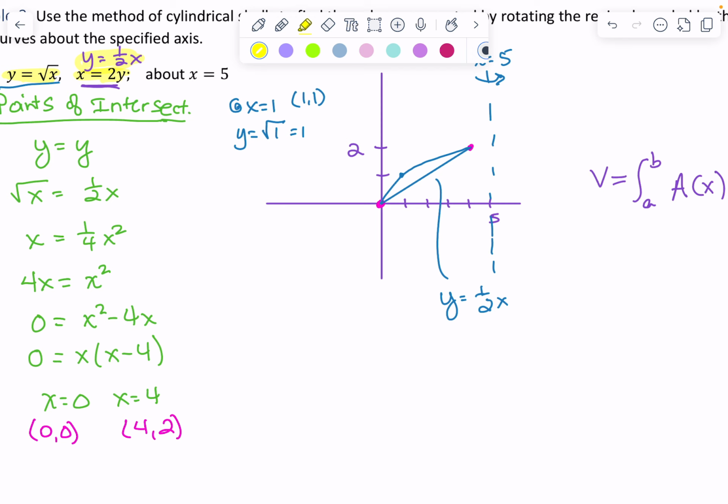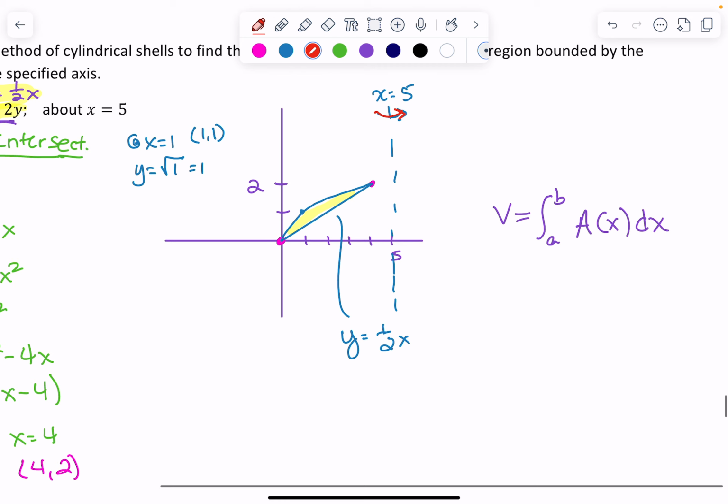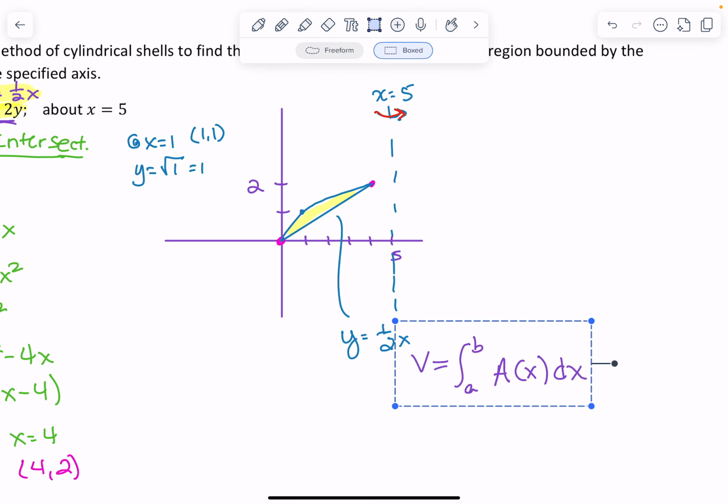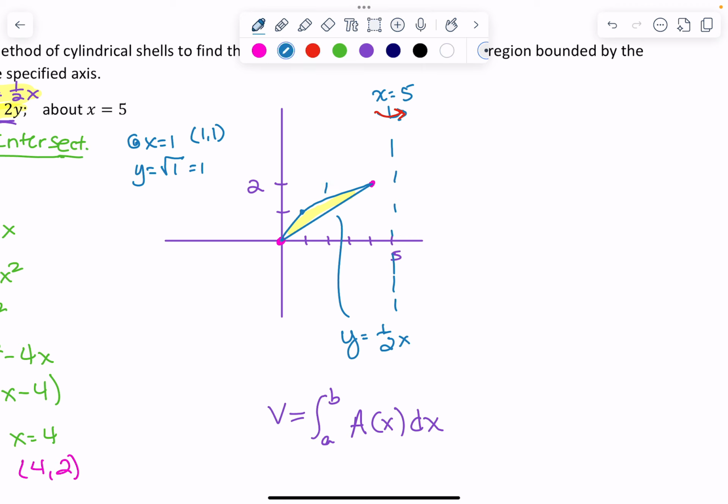If I zoom in a bit, let me color it in. This is what I'm rotating. Again, I'm rotating around this x equals 5. So if I come over here, I'm going to move my volume down below it, and let's label a little bit. This is my y equals square root of x, right? On the other side over here, I'm going to move my axis a tad, and let's go 1, 2, 3, 4, and 5.